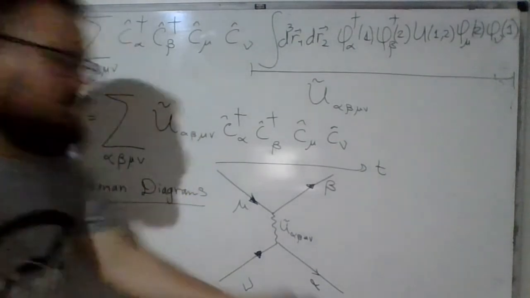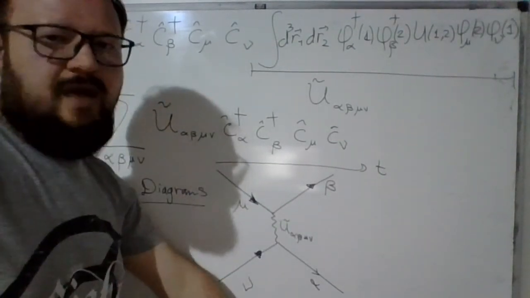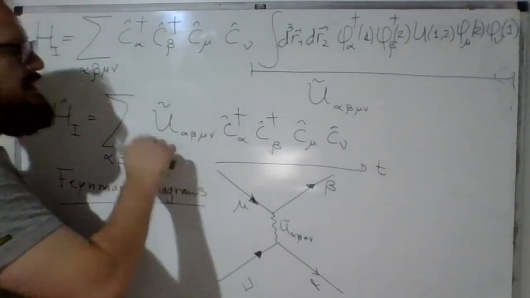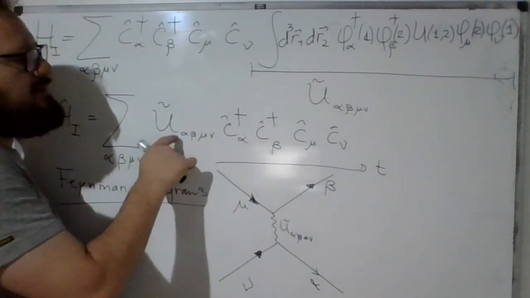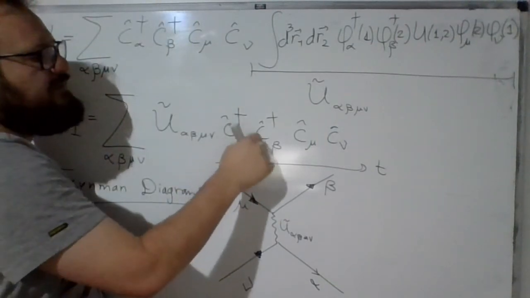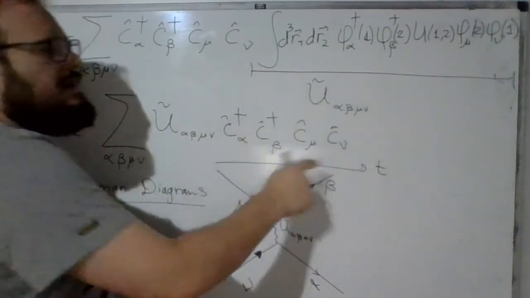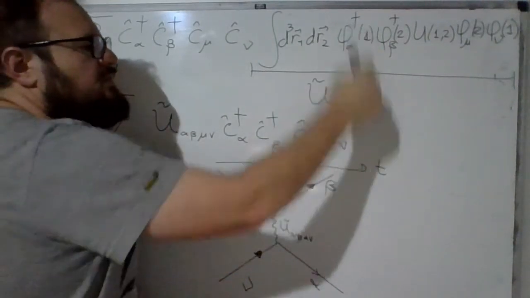Well, so this is a recipe. A three particle interaction would produce something like a matrix element depending on alpha, beta, gamma, mu, nu, delta, with C dagger alpha, C dagger beta, C dagger gamma, C mu, C nu, C delta.